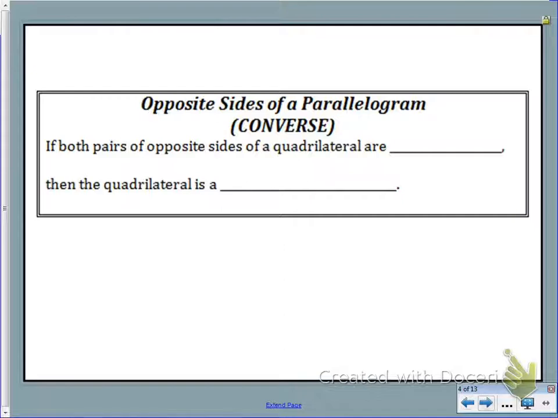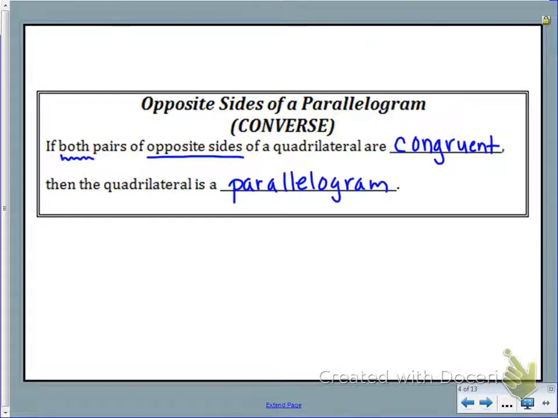If both pairs of opposite sides, the key here is it says both pairs of opposite sides of a quadrilateral are congruent, then the quadrilateral is a parallelogram. In your annotations, what we're working with is we have our four-sided figure. Keep in mind we're looking at the converse. So the converse implies that we know it's a quadrilateral, but we don't yet know it's a parallelogram. That's what we're trying to show. So we have to give the evidence that this is indeed a parallelogram.